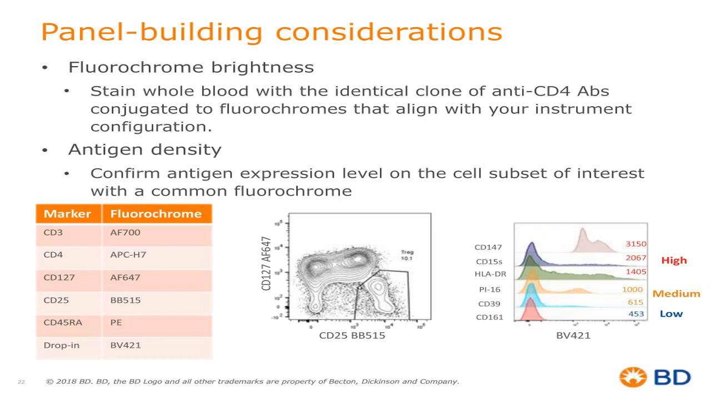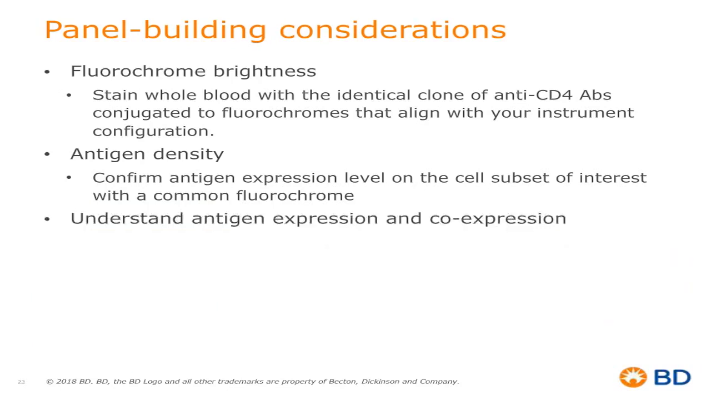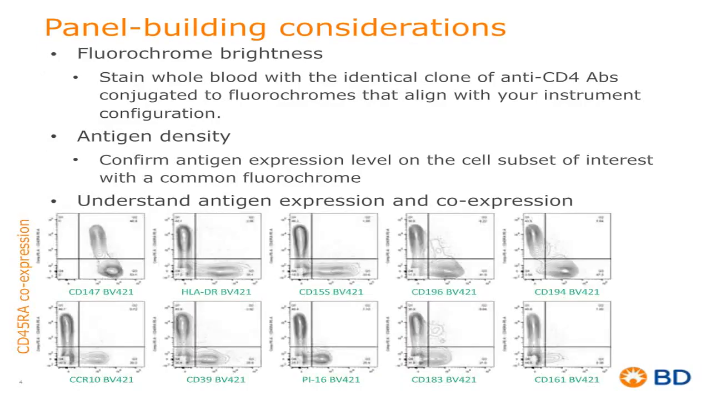Now, I know that when I build this panel, there's going to be a lot of co-expression. CD4 is going to be co-expressed on my Tregs, as well as 127 and 25. And CD45RA is a high-density antigen as well, and I use it for subsetting my naive and effector regulatory cells, or T regulatory cells. So I want to understand a little bit about antigen expression and co-expression. And I mention that because I included CD45RA, and I want to know what that antigen expression looks like across a number of the markers that I'll be evaluating in my panel.